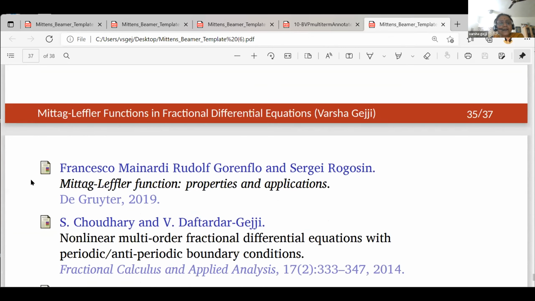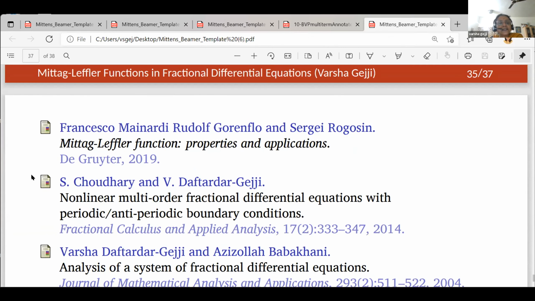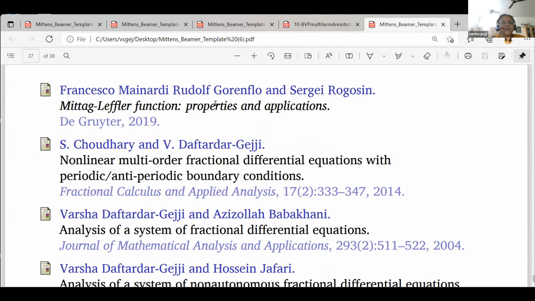So with this, I just project the references. So this is a book by Podlubny. I forgot one, Kilbas, Gorenflo, and Rogozin. Sorry for the mistake. So this is a book, Mittag-Leffler Functions, Related Topics and Applications, a very interesting, useful book we have used.